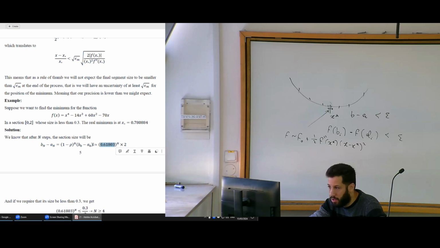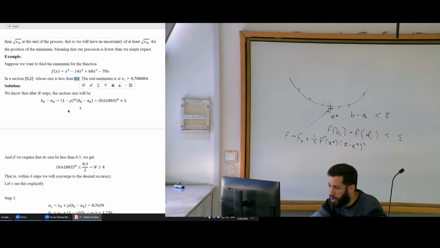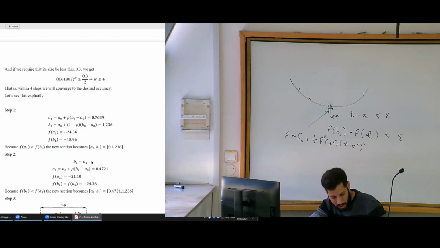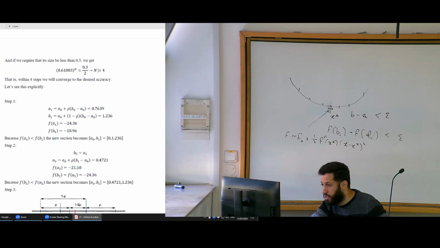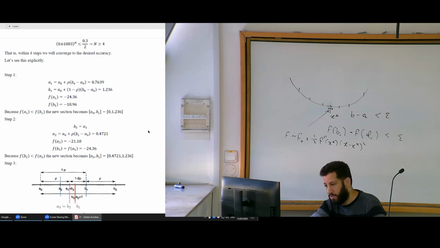As you see, this is the golden ratio minus 1. Okay, so 1 minus rho is the golden ratio minus 1. And again, if I want this to be smaller than 0.3, I will have to take only 4 moves, and this is an example for the moves. Again, I start with 0 and 2, and I'm shrinking now. Okay, any questions?